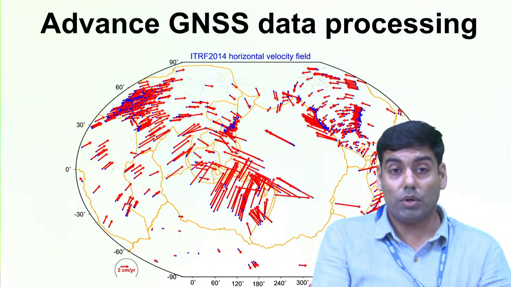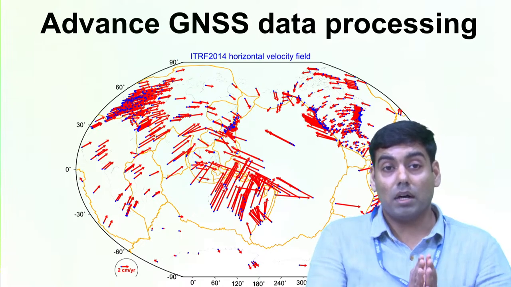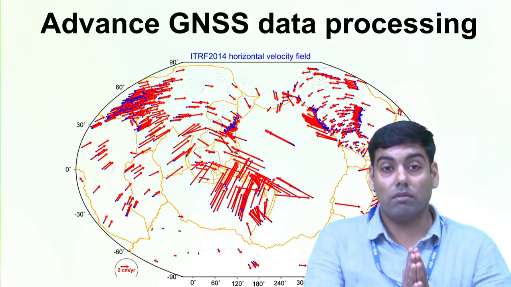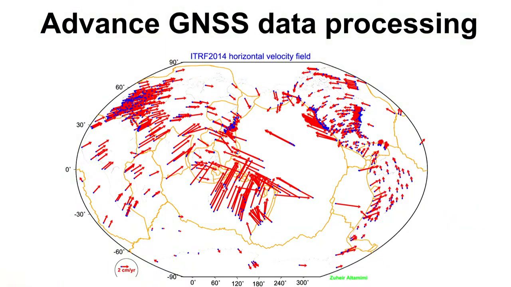In this image you can see the ITRF 2014 horizontal velocity field. These are the resultant motions which have been estimated with the help of IGS data all around the earth using the GAMIT solution. You can see these all represent millimeter accuracy. Some of the plates are moving 50 millimeter, 40 millimeter, 30 millimeter, 60 millimeter, like that. All this millimeter velocity is estimated with the help of advanced GNSS data processing.